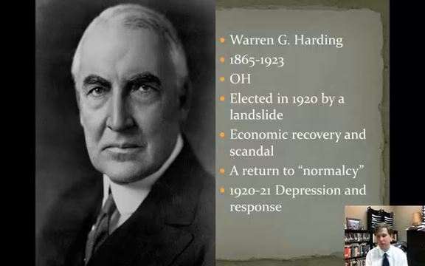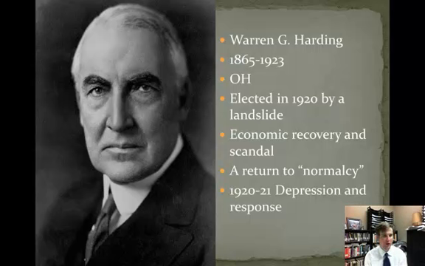Now, political activities in the 20s. The president, when the 1920s began, was Warren G. Harding of Ohio. He was elected in 1920 by a landslide. So the American people were fed up with the Wilson administration and the progressivism of that era. Now, Harding wasn't an anti-progressive, but he was more conservative than Wilson. So what you get in the 20s is economic recovery and, of course, a lot of scandal. In fact, Harding called this a return to normalcy.